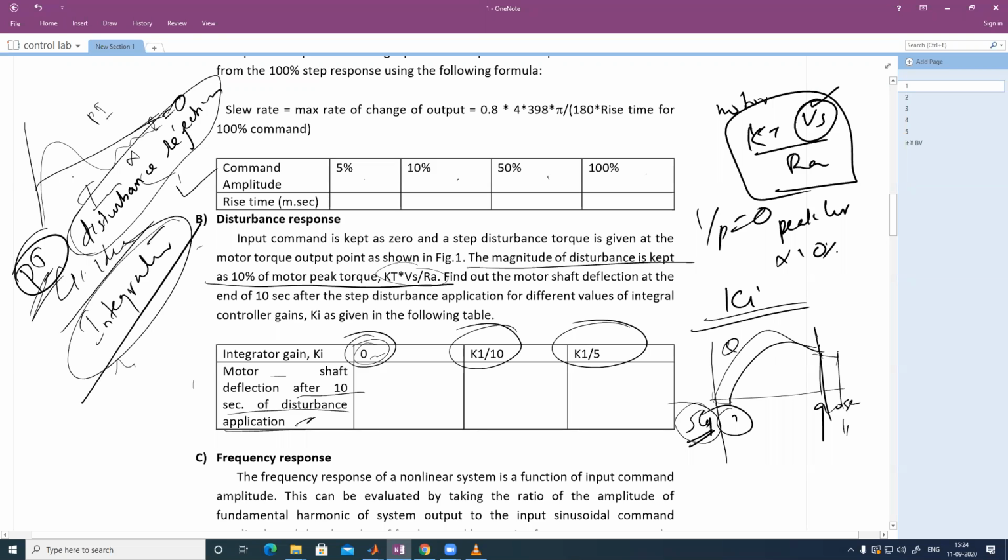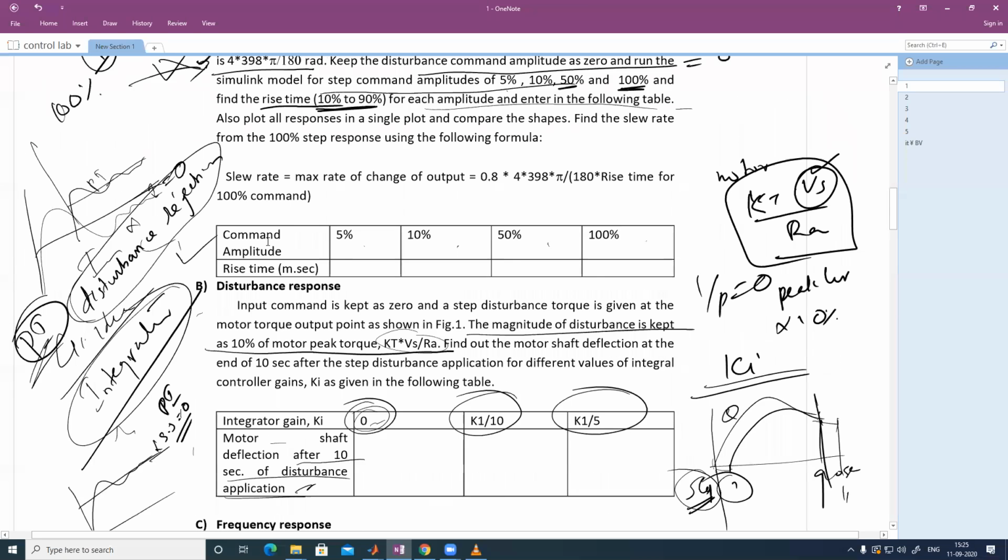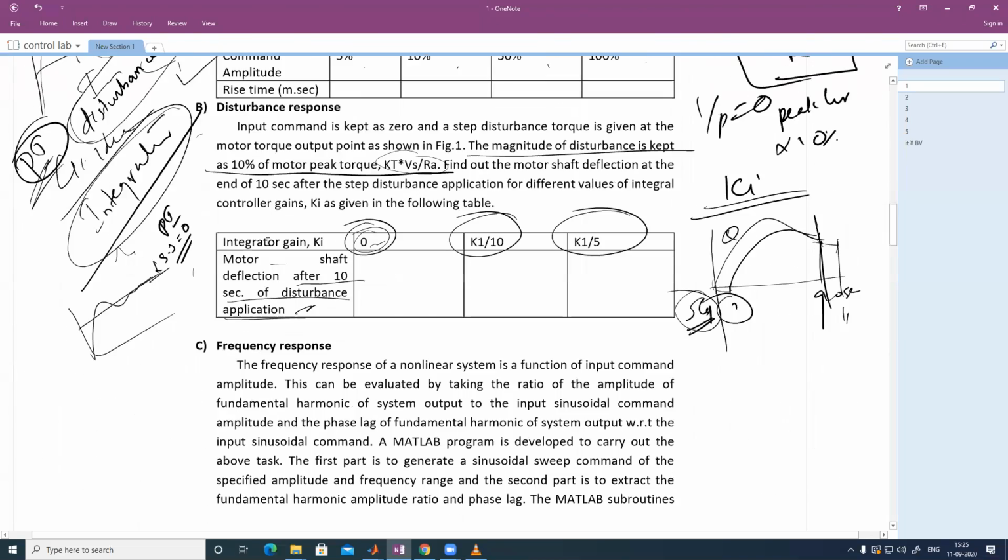The second one is, the input is like this, and the output will be following the input. The steady state error is made 0 when you are using a PI controller. So these are the first part and the second part.